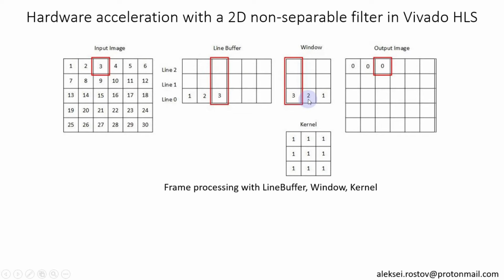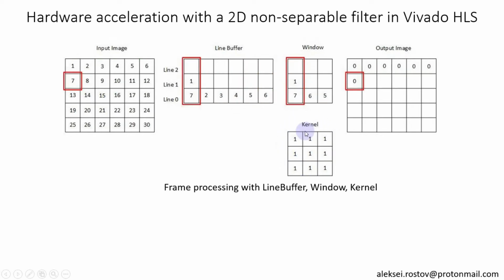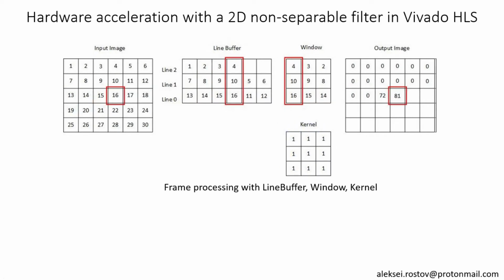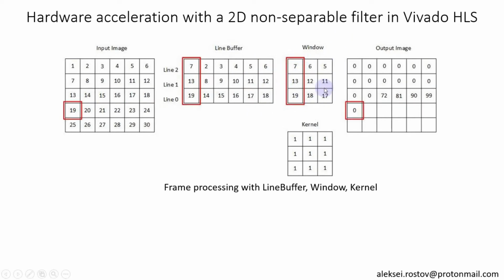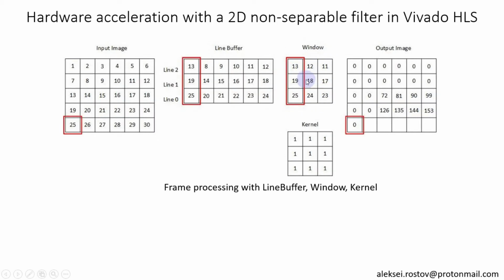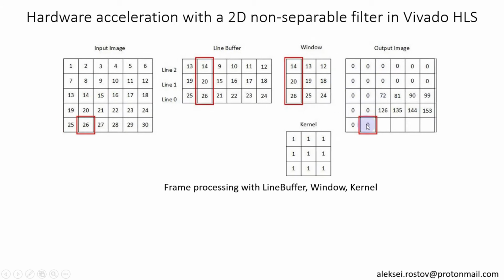Data in our window will be multiplied by kernel coefficients. In my example, all coefficients are equal to 1, but of course for a 2D non-separable filter this array can consist of any kind of coefficients. And finally, the multiplied data that is kept in the window, we'll summarize it, and then we'll output it to the output image by using the AXI stream interface.